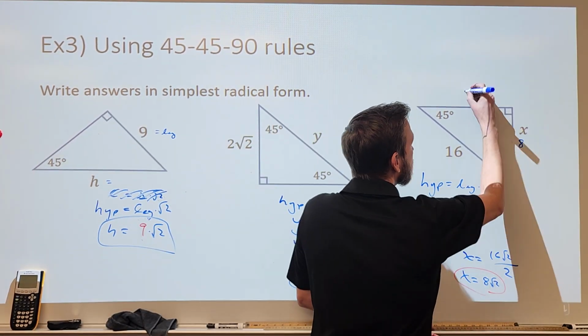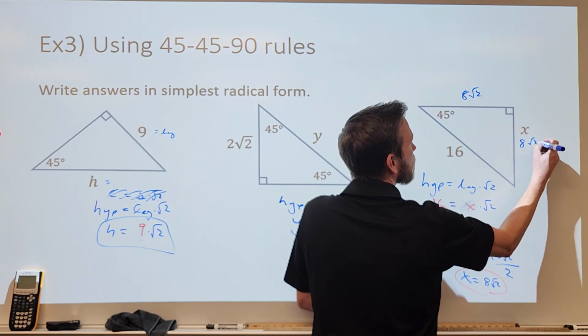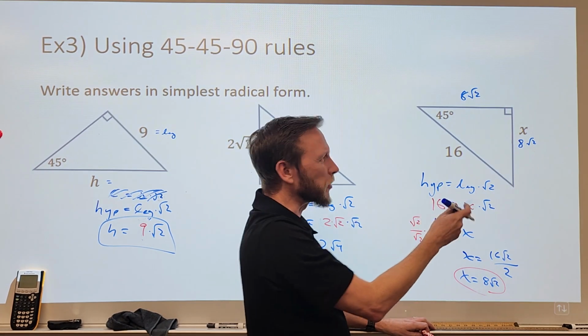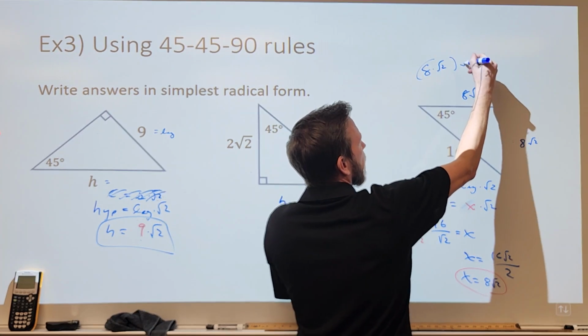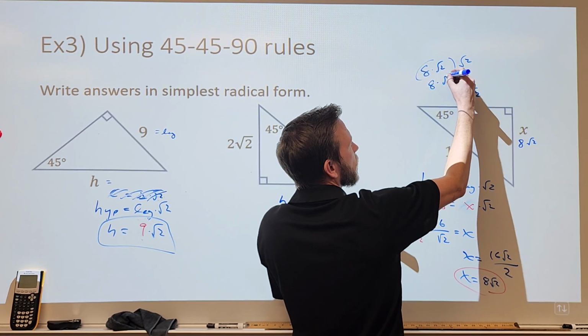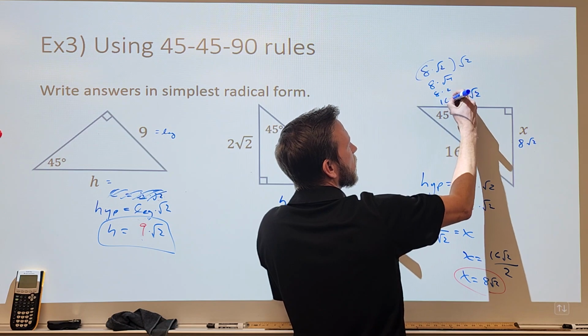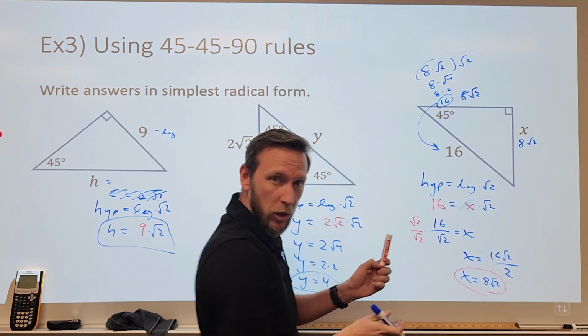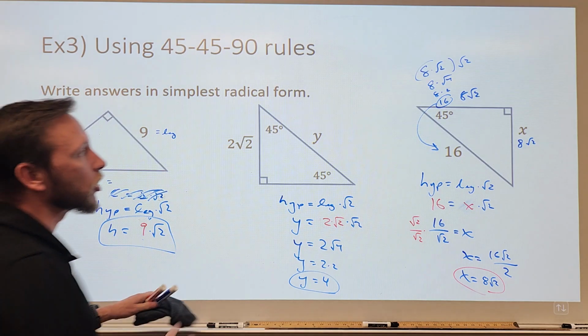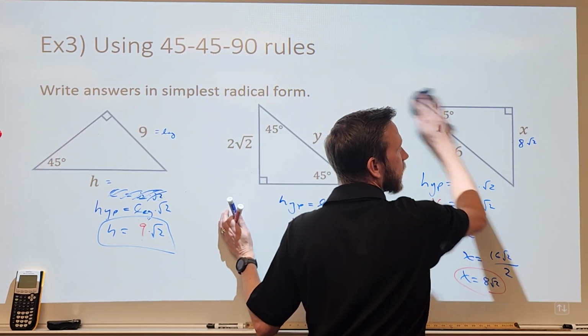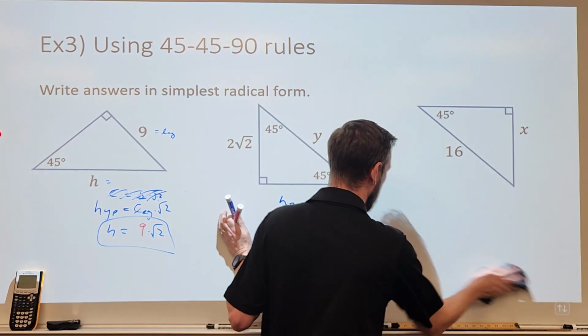If this is 8 times the square root of 2, then the question is, and don't check using the Pythagorean theorem, but take 8 times the square root of 2 and multiply it by the square root of 2. That's going to give us 8 times the square root of 4, which is 8 times 2, which is 16. Hey, it works. The hypotenuse is equal to the length of the leg times the square root of 2. So you can always check those answers if that is something that you are concerned about.